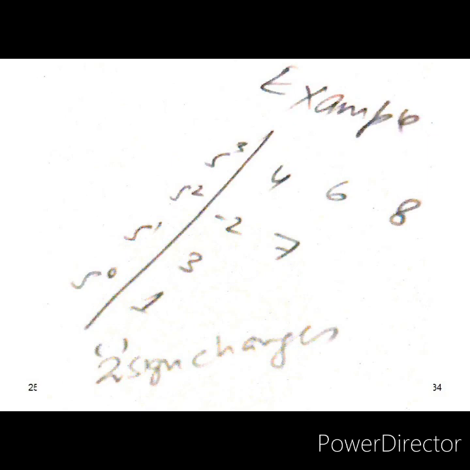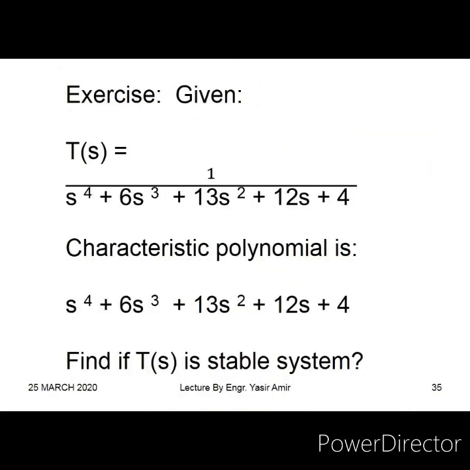In this example, the characteristic equation, which is not shown here, has 2 roots which are the poles of the transfer function. They are in the unstable region. They are on the right hand side of the j omega axis. So when we have 2 sign changes, this means that 2 poles of the system are on the right hand side of the j omega axis. So the given system is unstable. So this method not only tells you whether the given system is unstable or not, it also gives us the information about the number of unstable poles, the number of poles that are on the wrong side of the j omega axis. Now here is an exercise for you.